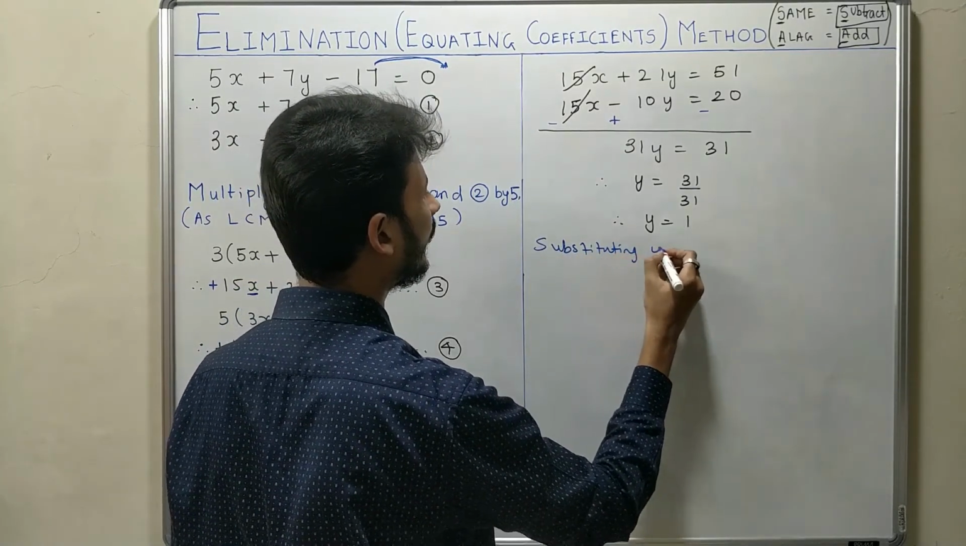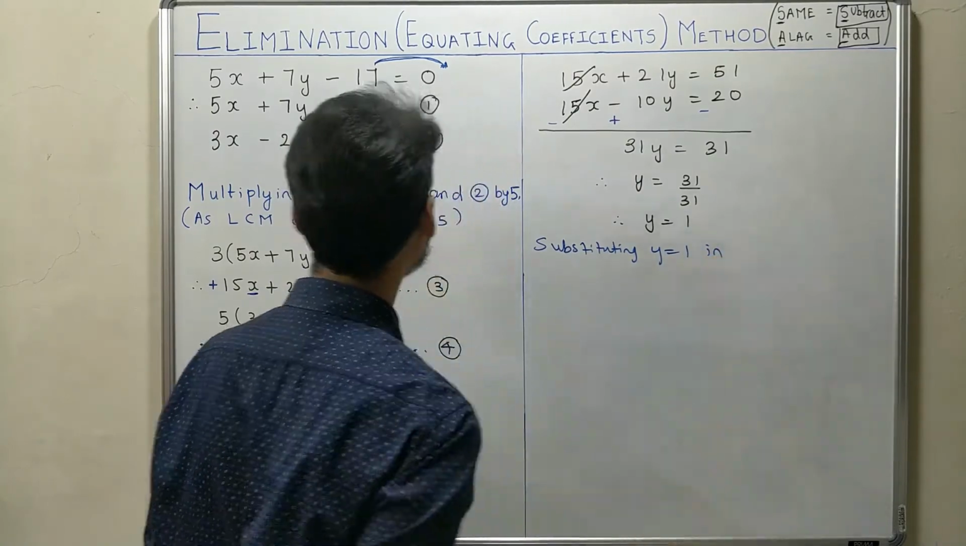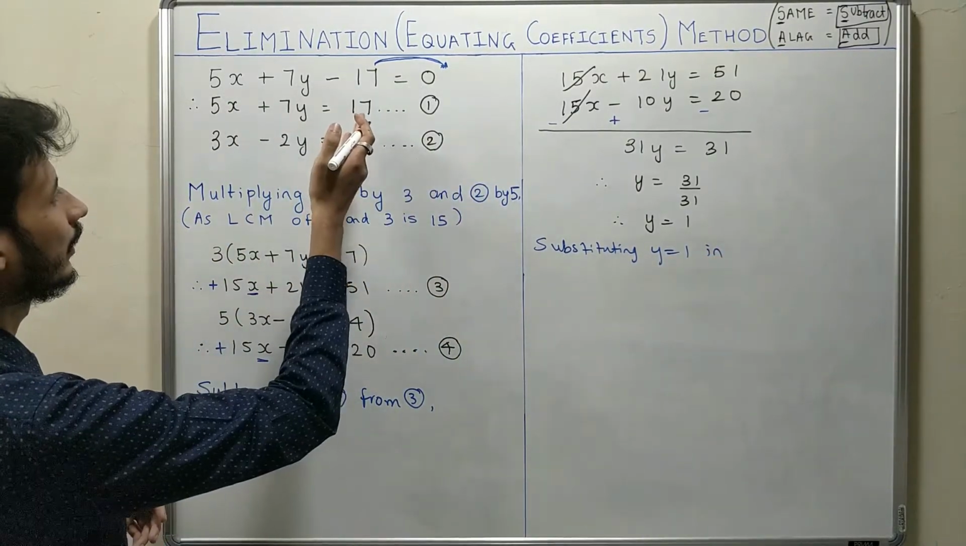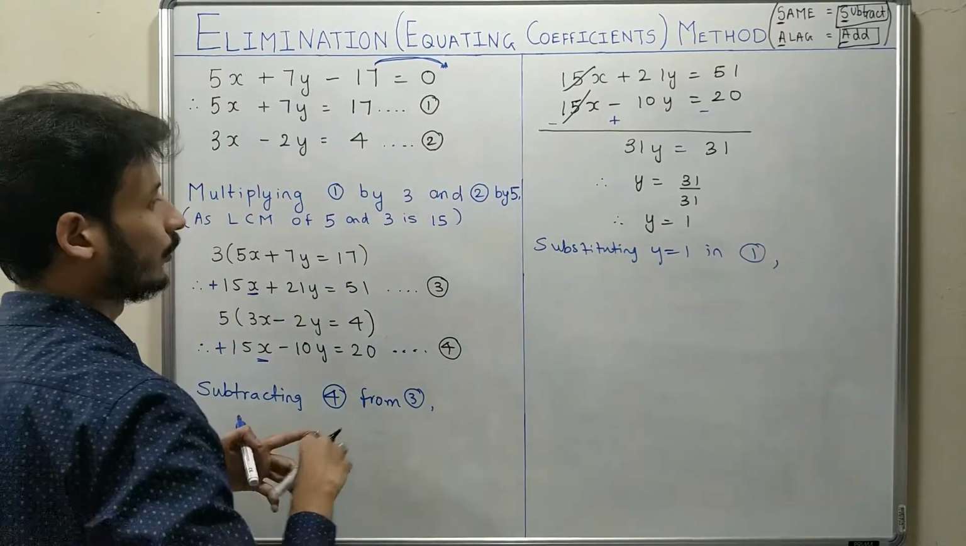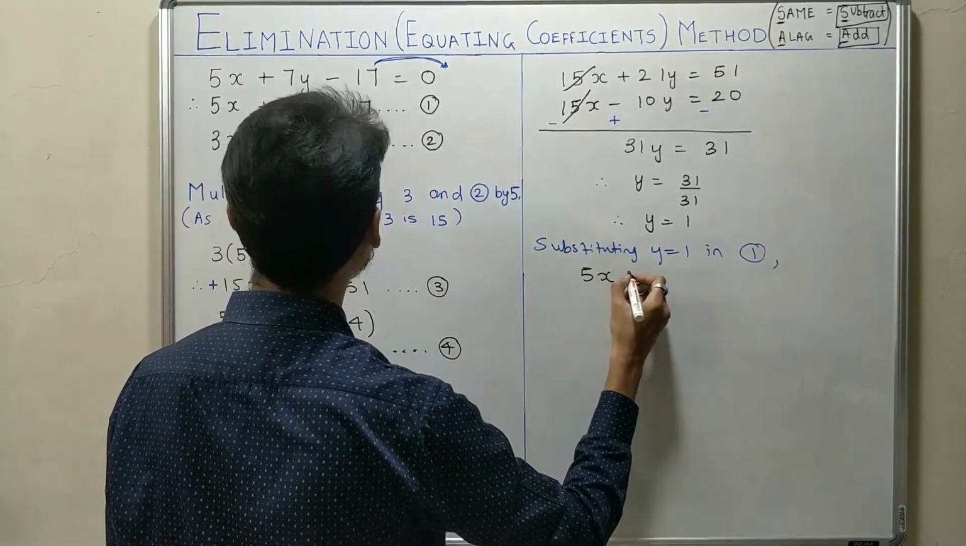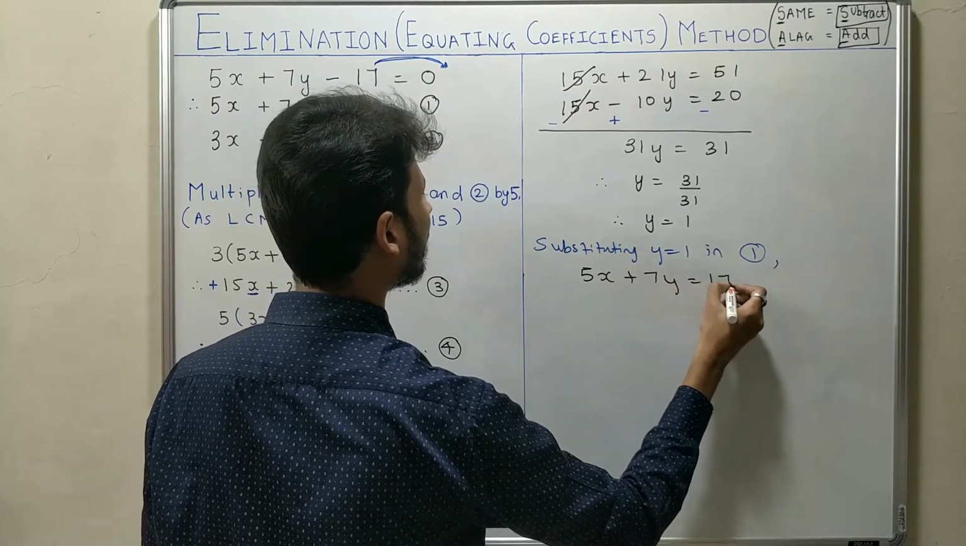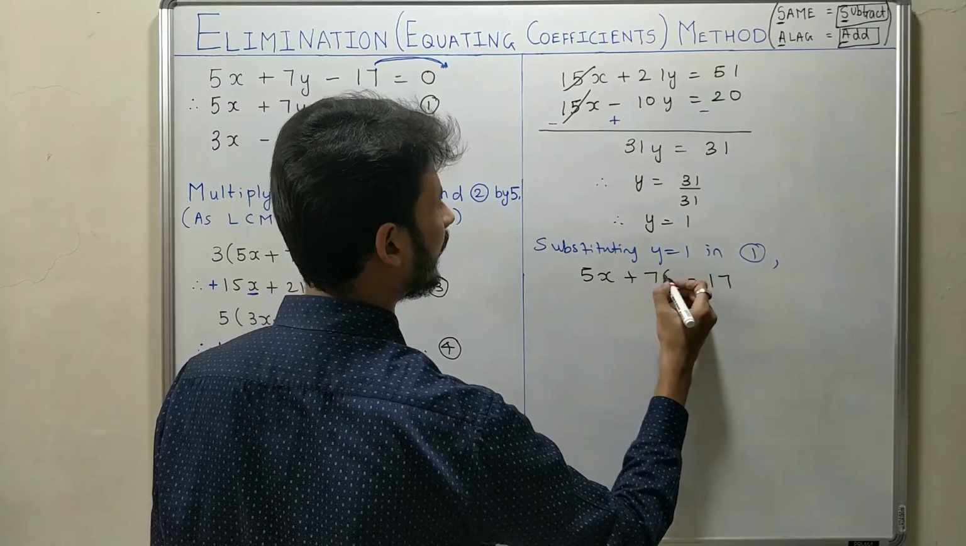Substituting y is equal to 1 in any one equation. So let's substitute in equation number 1 or 2. So let's substitute in 1. So what we will get? 5x plus 7y is equal to 17. Y is 1, so 7 into 1.